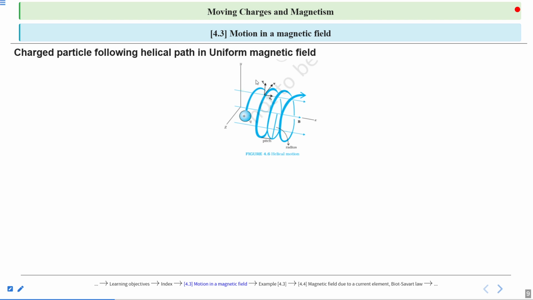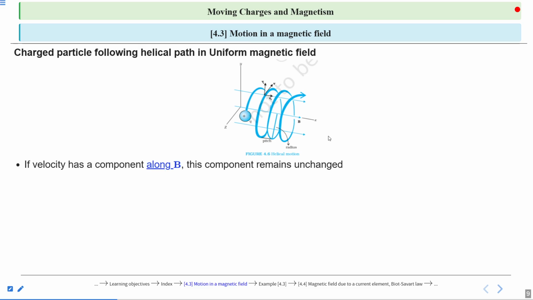This v perpendicular is perpendicular to this B, so this will change. Due to this v perpendicular, the motion of the particle is circular. Due to this v parallel, the motion of the particle is linear. So due to the combination of both circular motion and linear motion, the resultant path is helical motion. It is moving linearly and also following circular motion, a combination of two motions.